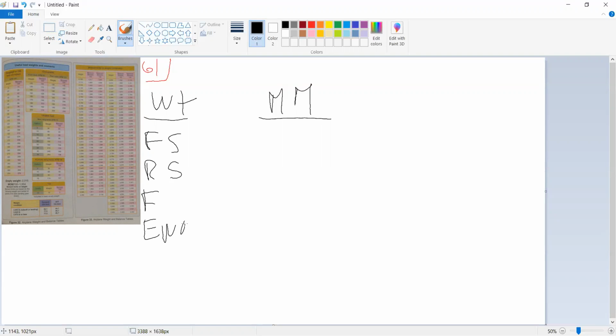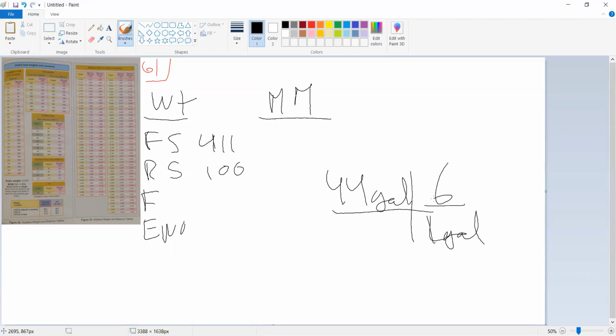All right. So the front seat occupants are 411. That's fine. Rear seat is 100. That's great. Fuel, 44 gallons. No, that's not good. That's 1 gallon. Yeah, we need to do our math. So 44 times 6 equals 264. Great. So this will be 264.